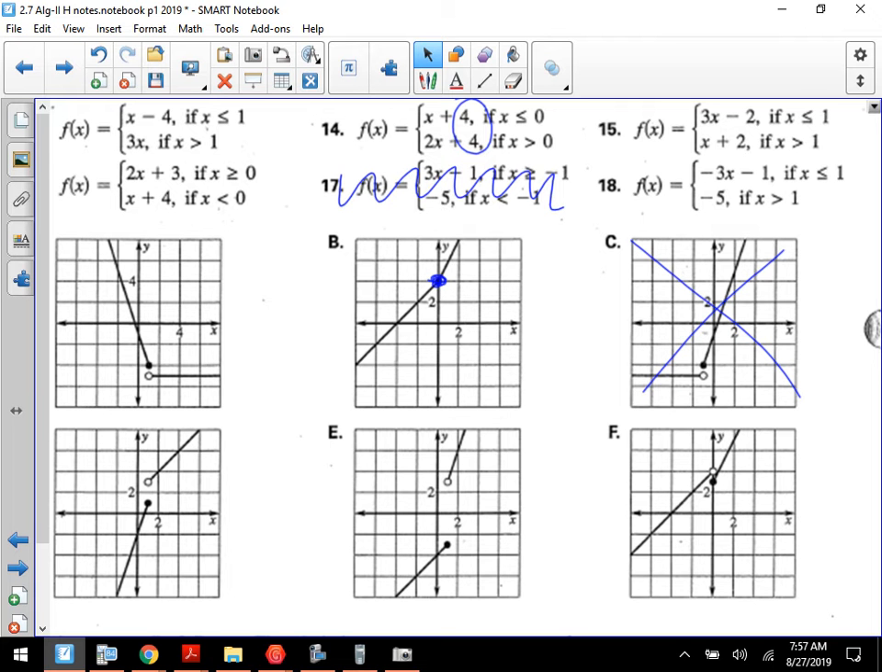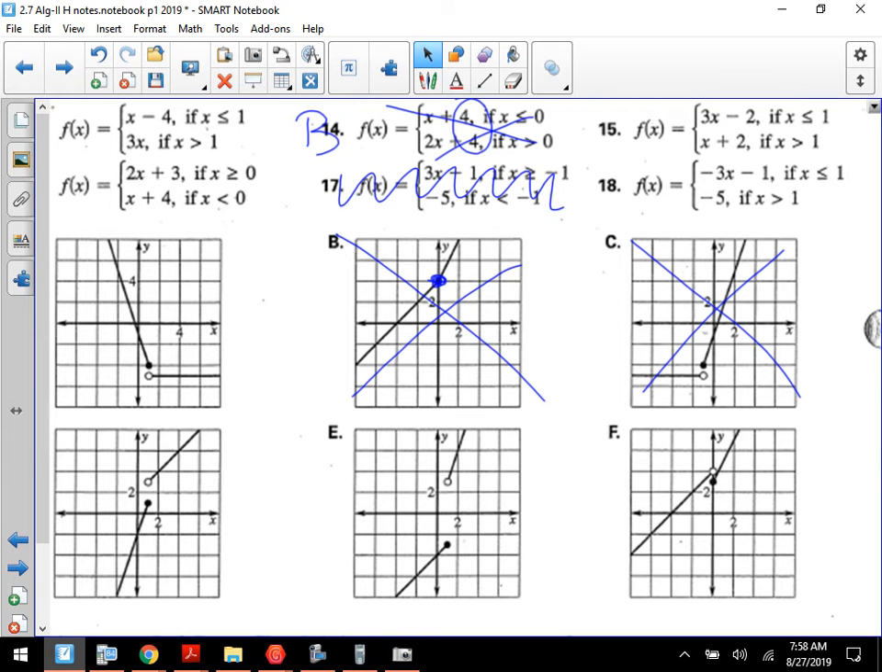By process of elimination, have I done any math yet? No. All I've had to be able to do is identify, well, that one changed at -1. There's only one graph that did that. That one changed at 0. Well, there's 2 graphs that do that. This one has the same exact y-intercept. Well, that's easy. That's B. So I don't worry about this one anymore, and I'm done with this one.